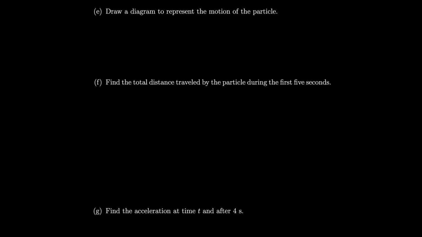Let's draw a diagram to represent the motion of the particle. Let's see, so we've got, let's say here's s, and so it starts over here when t is equal to 0. If t is equal to 0, we plug that in, we get s is also equal to 0. So the particle moves along over here.